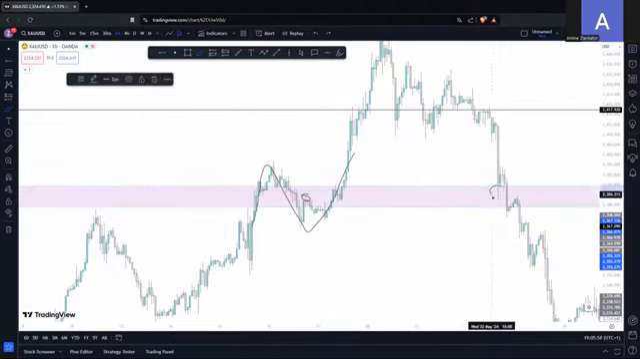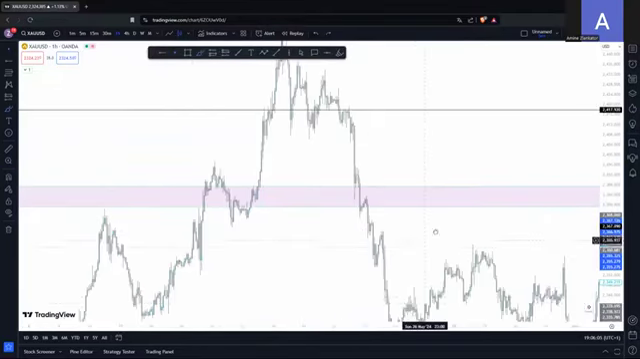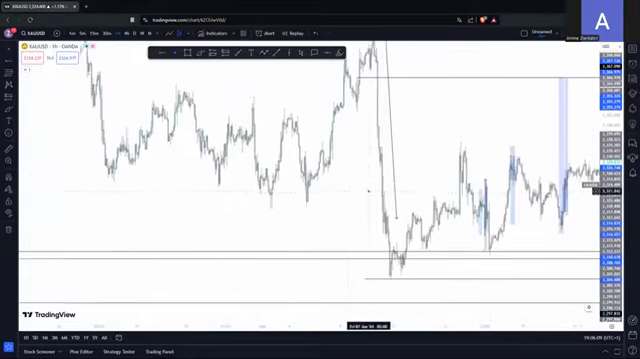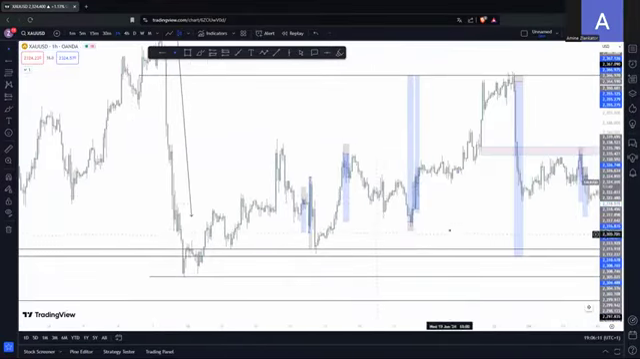As you can see here, we only have price respecting it just right here. Here it broke it once, twice, 3 times. We don't want to use these areas, right? So you have to find an area that has some reaction.